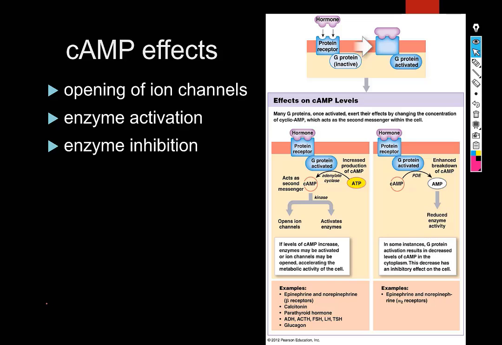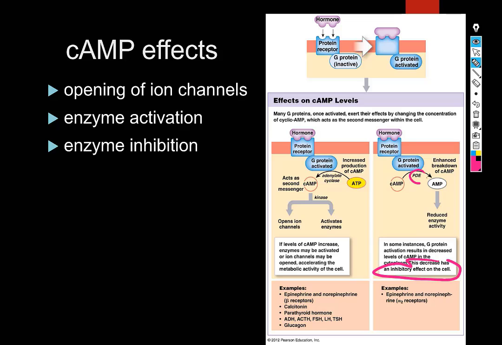And I want to stress, reducing enzyme activity is important for certain cells. So maybe you want to turn off part of a feedback loop for a little bit, or maybe you need to make a cell less sensitive to something. This is going to accomplish that goal. So this decrease has an inhibitory effect on a cell.